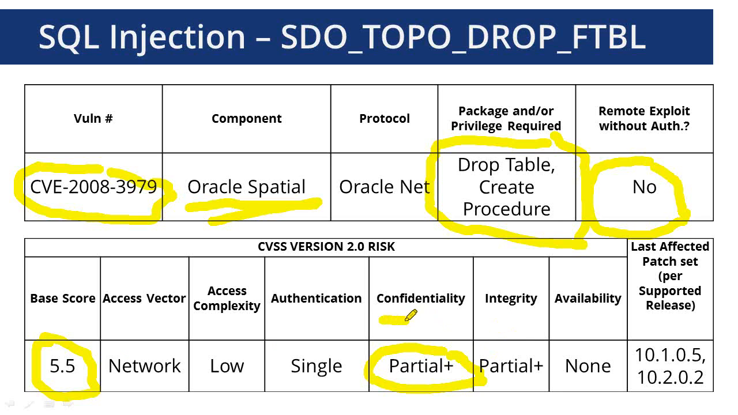And it has 3 categories: confidentiality, integrity, and availability. So confidentiality is basically read, integrity is write, and availability is whether it's online.